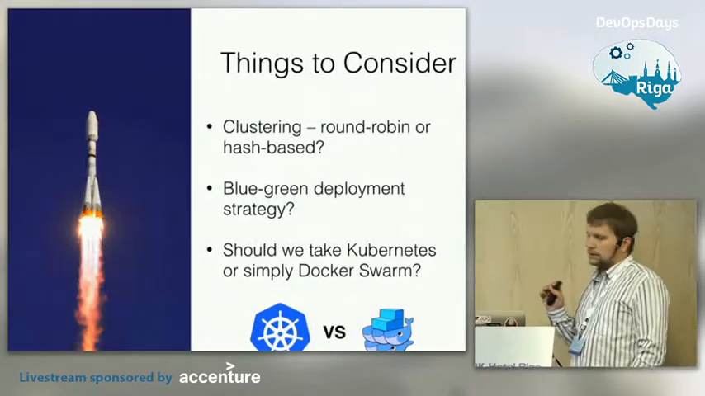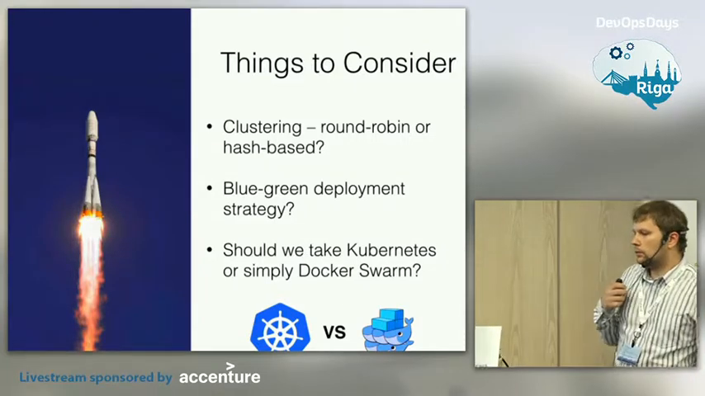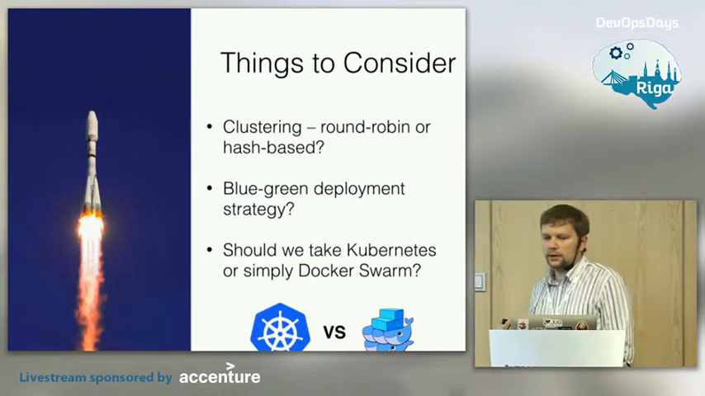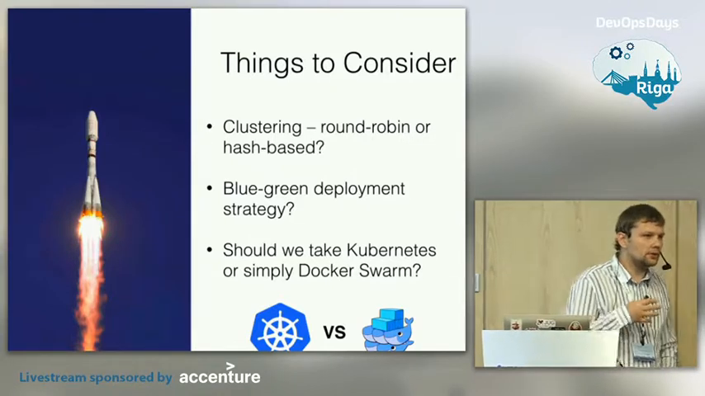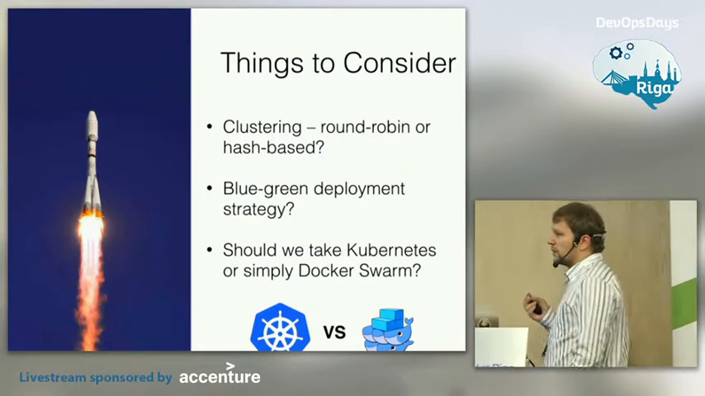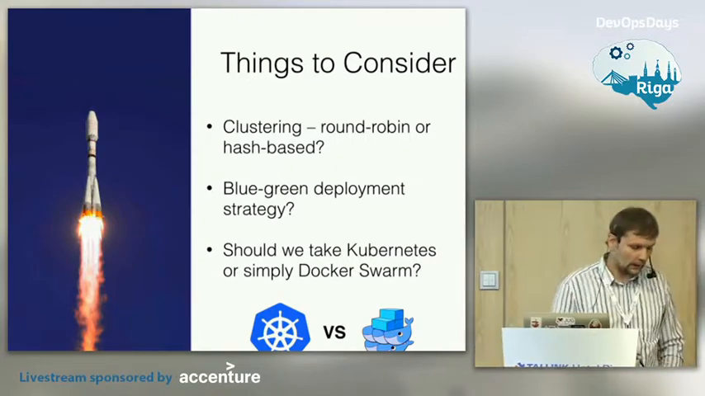And there are still some points to clarify. For example, whether it's round-robin or hash-based clustering, how do we deal with blue-green deployment strategies on production, and actually, should we use Kubernetes, or will we be a little bit conservative and use Docker Swarm? Right.